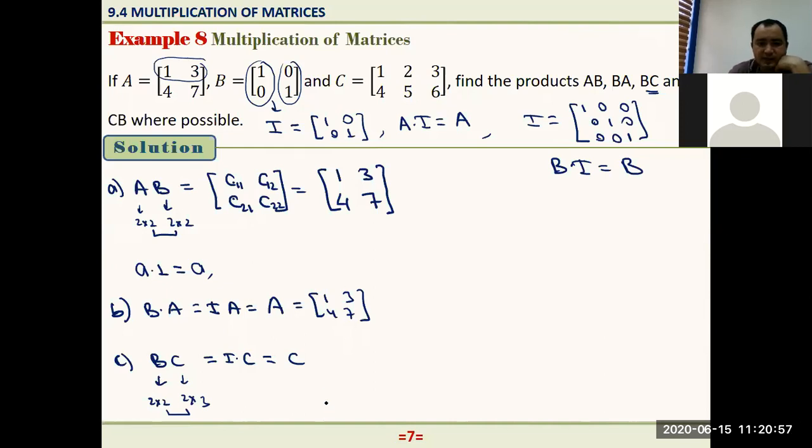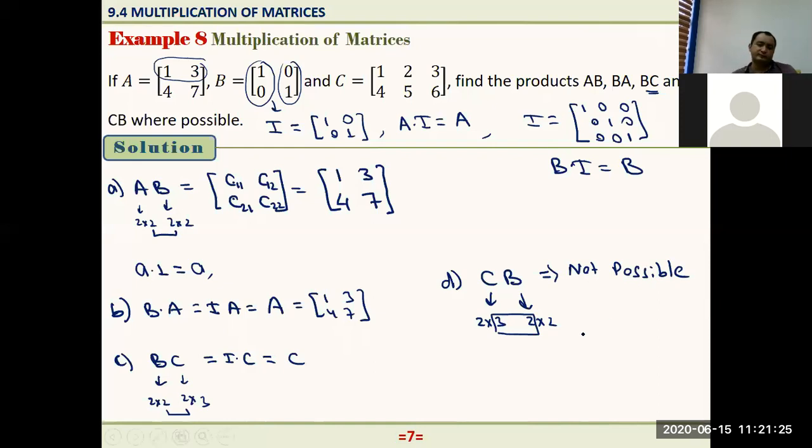And C times B, for example. Is it possible or not? What is the dimension of C? It is 2 by 3. What is the dimension of B? It is 2 by 2. If you look at these numbers, they are not equal. So that means that it is not possible. Okay, one simple example for multiplication of matrices.